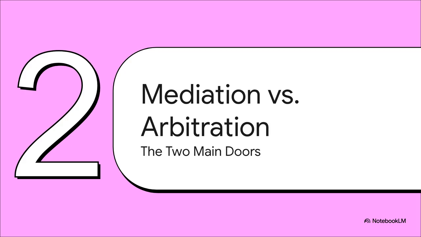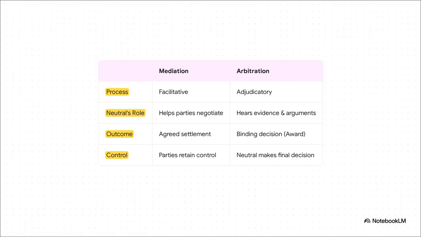Okay, so now that we know the history, let's walk through the two main doors you'll find in the house of ADR. You've got mediation on one side and arbitration on the other. Now pay close attention here, because this slide breaks down the fundamental difference, and it comes down to two essential legal English words: facilitative and adjudicatory. Mediation is facilitative. The neutral third party facilitates a conversation. They help the parties find their own solution. But arbitration? That's adjudicatory. The neutral acts like a judge. They adjudicate. They hear the facts and then they impose a final decision. It's the difference between helping people agree and making the decision for them.